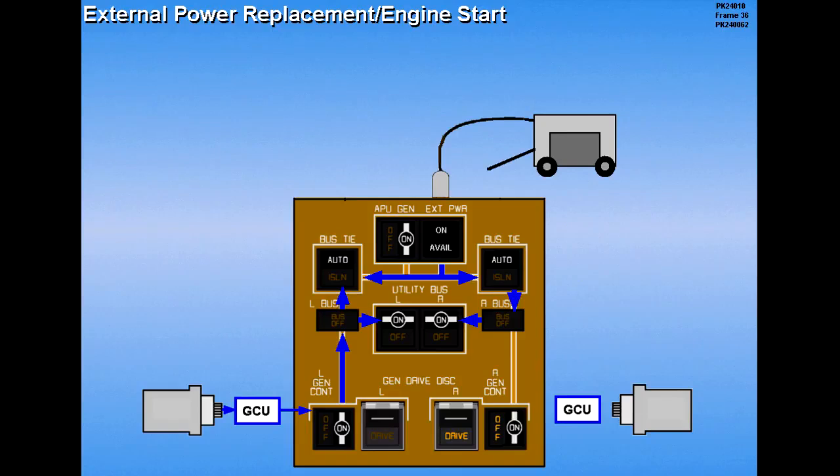External power continues to supply the opposite system. When the second engine is started, its generator will power the respective system, and the external power on light will extinguish.